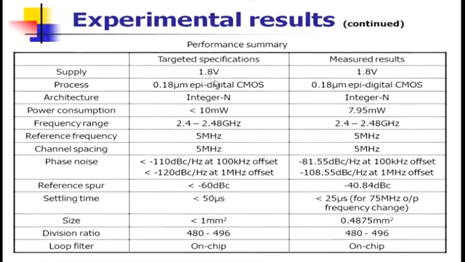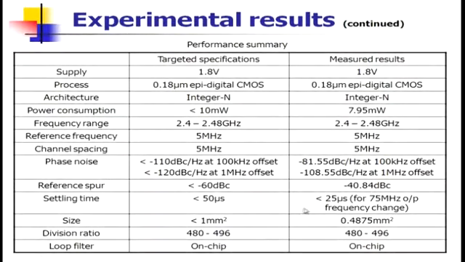What I expected: I want to use 1.8 volt. I am using the 0.18 micron digital CMOS process because it is a vanilla process and I have to integrate my digital chip inside. So, I got integer N and it consumes 7.95 milliwatt. At least I have been able to restrict the power consumption within my limits. Frequency is fine, but for phase noise performance I was targeting 120 but I am getting 108 at 1 megahertz offset. So, I have to improve, right? And I want 60 dB reference spur, but I get only 40.84 dBc.